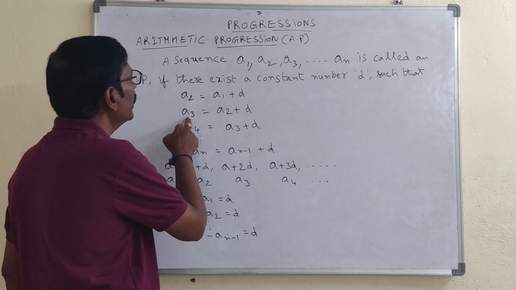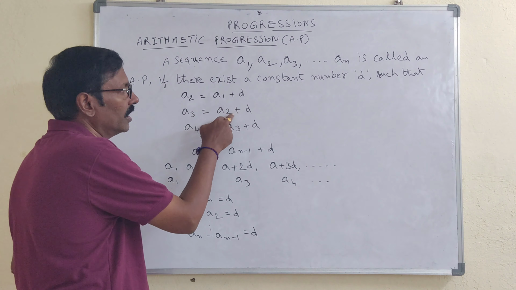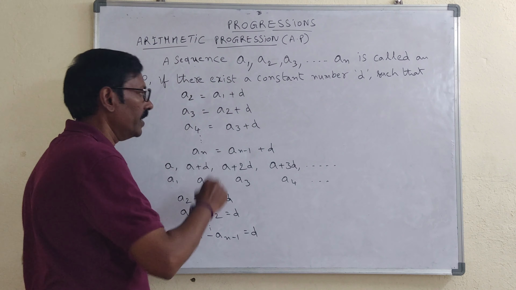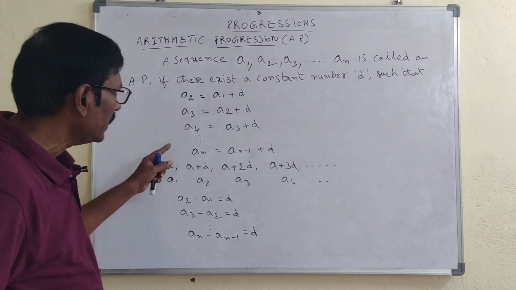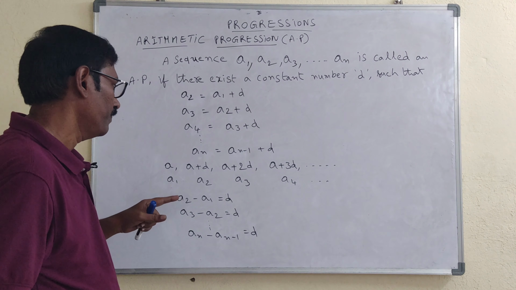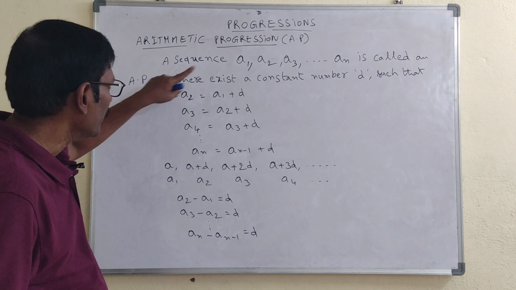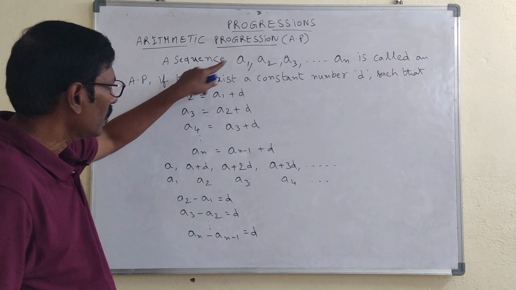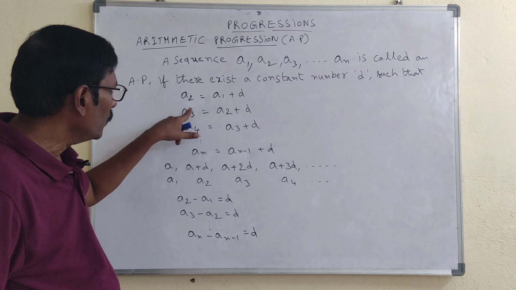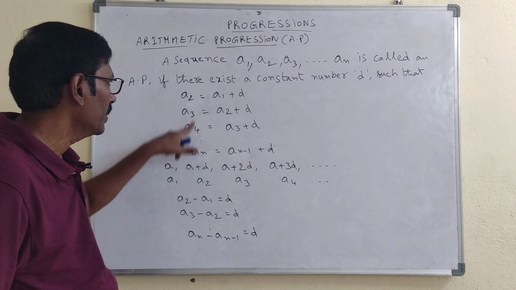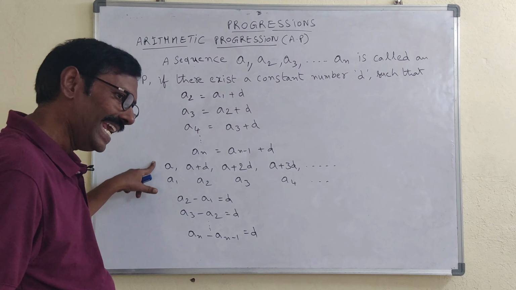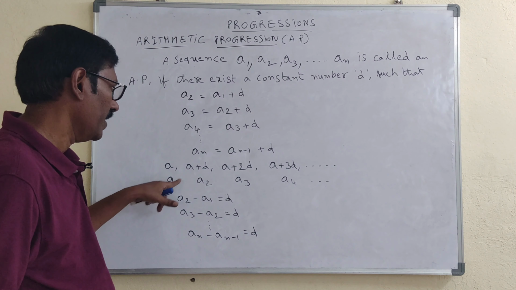In that, to A3 the constant term D is added to the previous term A2, like that. If it is like that, then we can say that this sequence is in arithmetic progression. The first term is A, it can also be denoted with A1. So A2 means A1 plus D, which is nothing but A plus D here. Here the first term is taken as A or A1, both are the same.